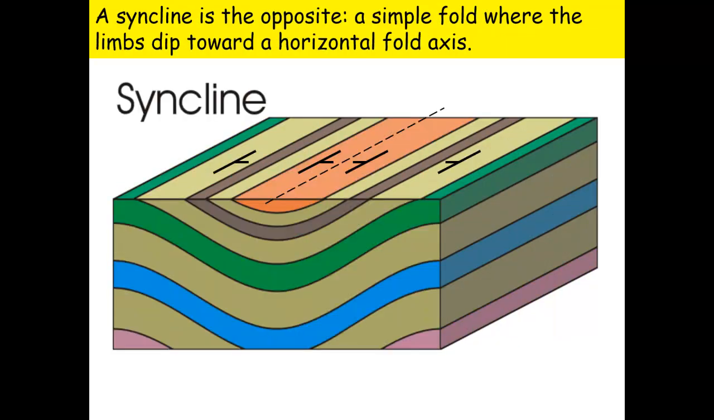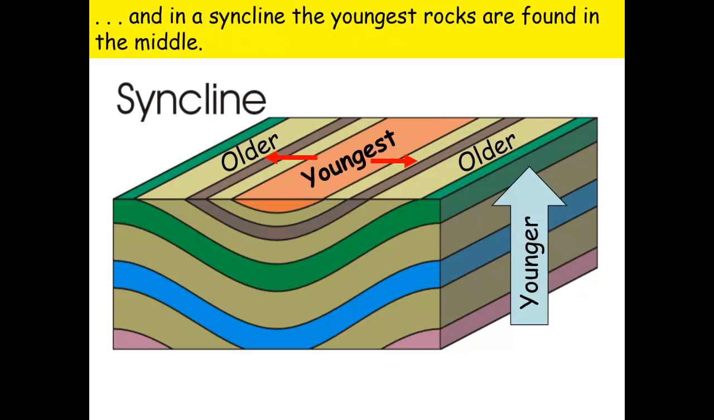Now, a syncline is sort of the opposite of an anticline. It's a simple fold with a horizontal fold axis, just like before, but now the rocks on opposite sides of the fold axis dip towards the center. And I've shown again the strike and dip symbols showing that's true, that the beds are dipping towards the center. Remembering that rocks get younger as we move upward, this means that in the case of a syncline, the youngest rocks are found in the center, and the rocks get progressively older as we move away from the center. These are the characteristics of a syncline.